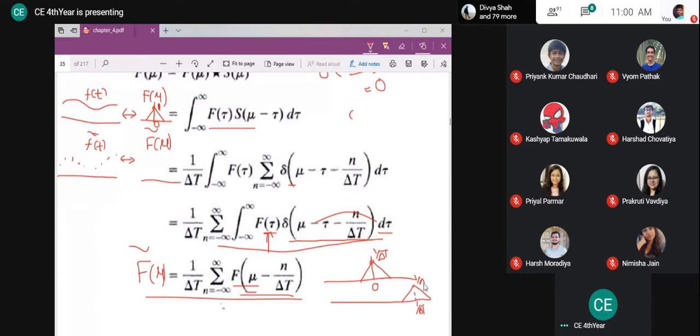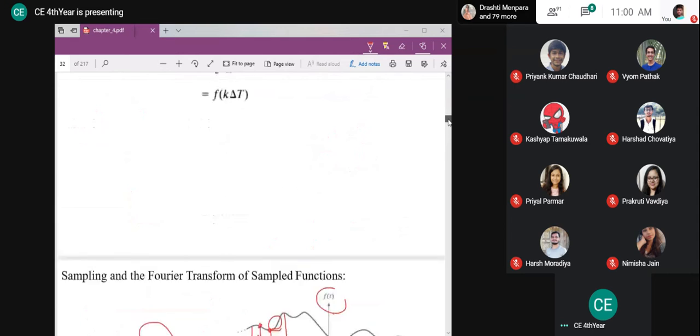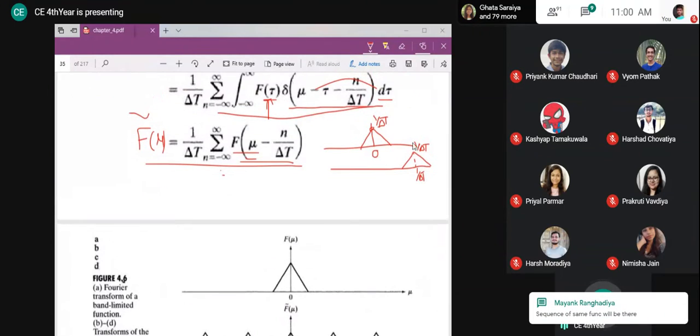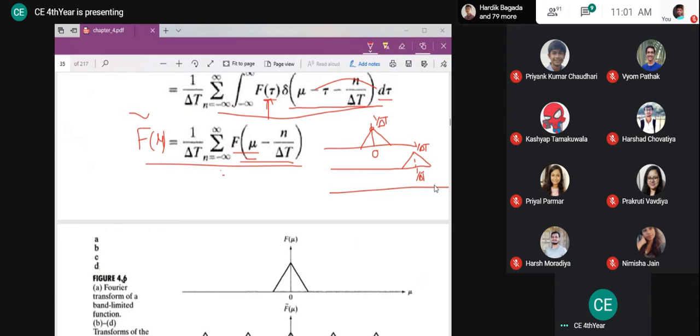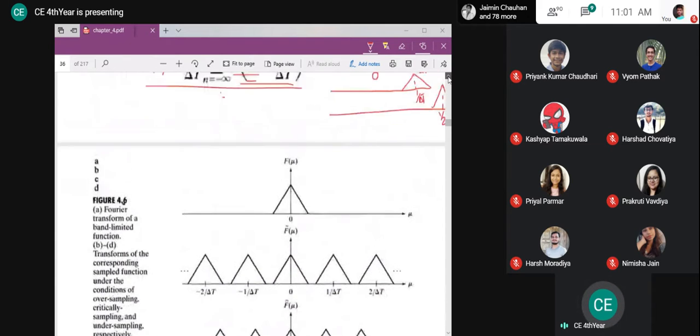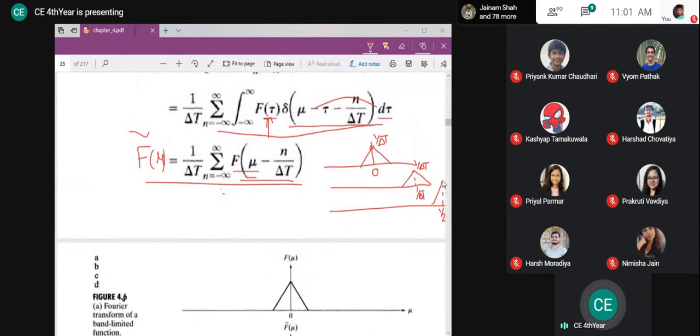Okay. Same way for n value 2, can you tell me what will happen? Where is it centered? Yes, a sequence of the same function will be there at 1 by delta t, then 2 by delta t on the right. For negative values of n, what will happen? For negative values of n, what will happen? This will be at minus 2 by delta t, and this is minus 1 by delta t.